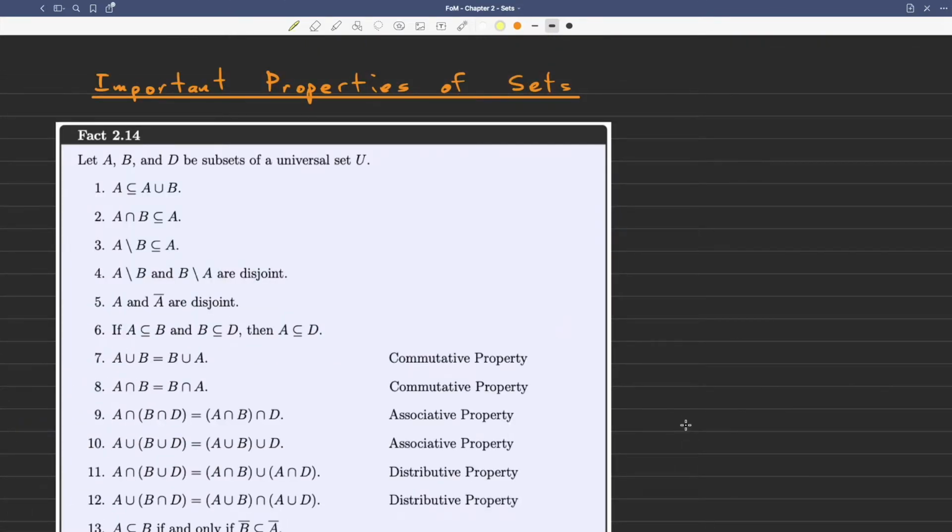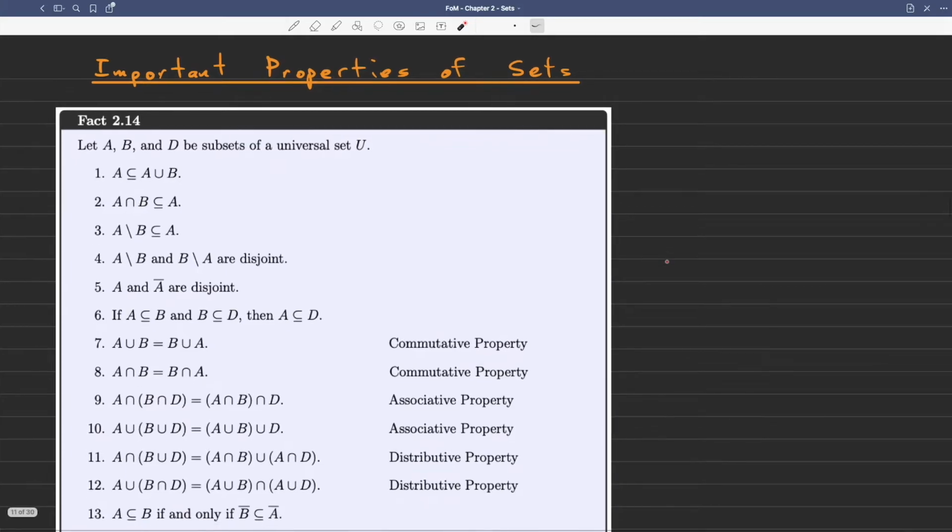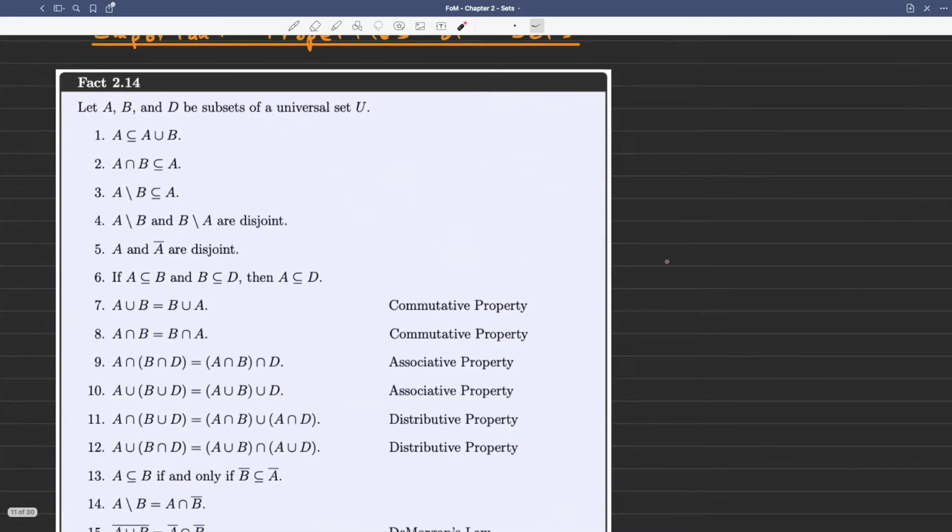So next up, we need to talk about some important properties of sets. So fact 2.14 here lists several properties that are fundamental properties of sets. I don't claim that this list of properties is an exhaustive list of all properties of sets, but they're some of the most basic ones. And in exercises and homework, we'll have some additional properties that are maybe less basic.